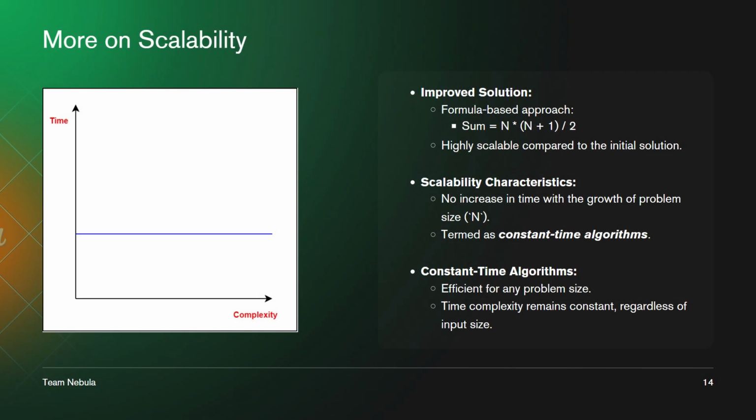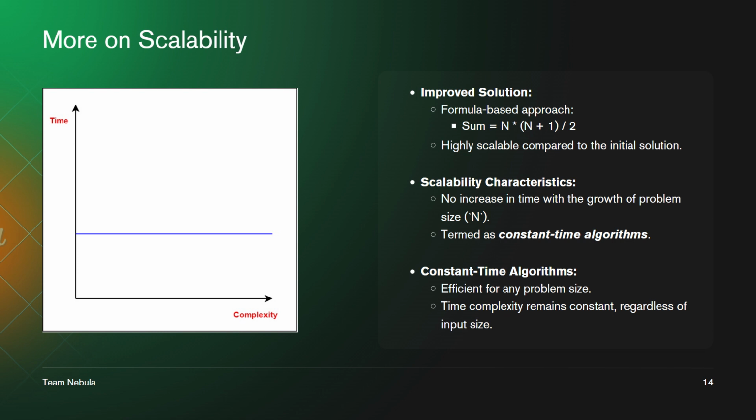On the other hand, our second solution, which utilized the formula sum equals n multiplied by n plus 1 and divided by 2, was very scalable. It didn't need any more time to solve the problem as the size of n increased, right? So, such algorithms are known as constant time algorithms. So, as you progress in this course, you will discover that optimizing algorithms for scalability is essential in building efficient software systems. But it's not just about time efficiency.